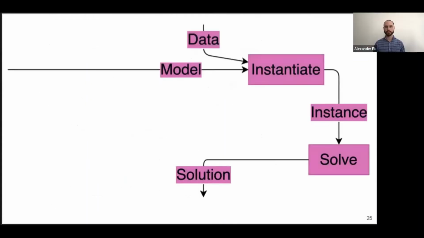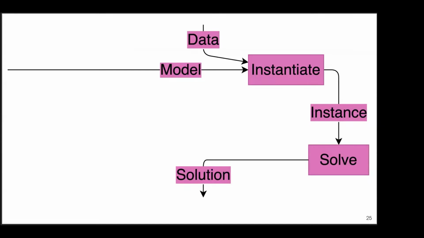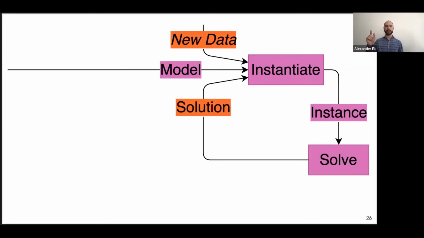Right, so the MiniZinc data flow. We have a model, we instantiate it, we get an instance, we solve it, we get a solution, right? But in our online framework, it's a bit different. The solution feeds back, and then we solve again with new data, and then it feeds back and we solve again with new data, right? So we have an ongoing iterative process here.